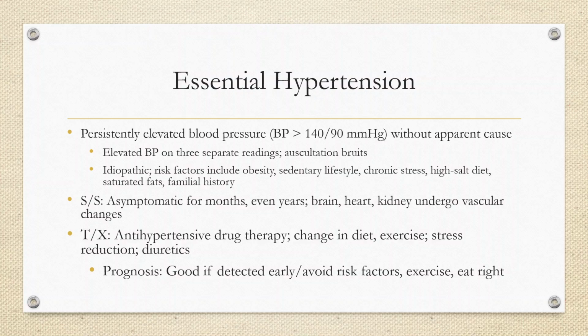It is important to note that we talk about high blood pressure as being anything over 140 over 90 as being hypertension, but there's actually multiple stages. Individuals who have a blood pressure of 130 to 139 over 80 to 89 are typically classified as prehypertensive. And again, this is on multiple different occasions. Whereas stage 1 is 140 to 159 over 90 to 99. And stage 2 is going to be anything over 160 over 100.